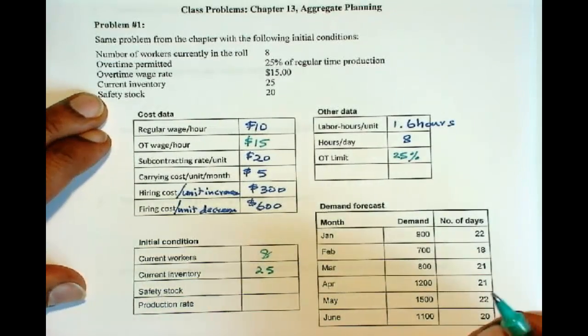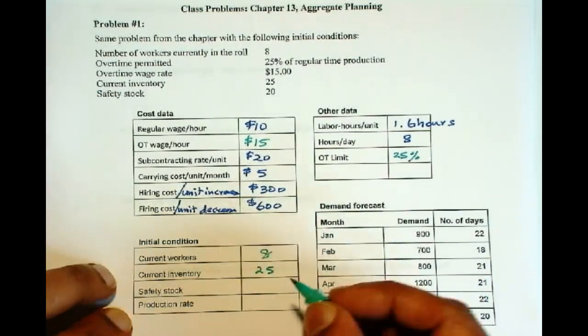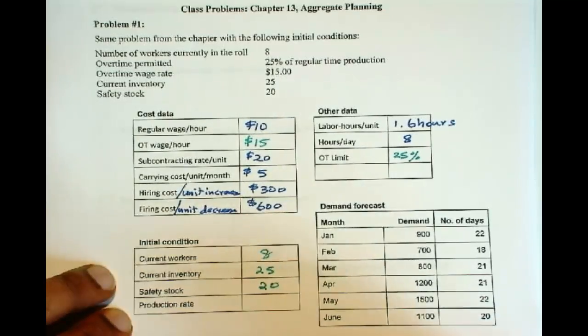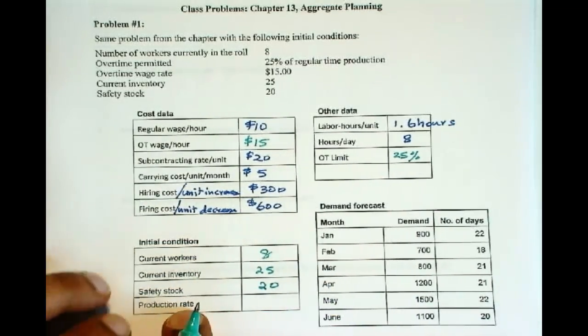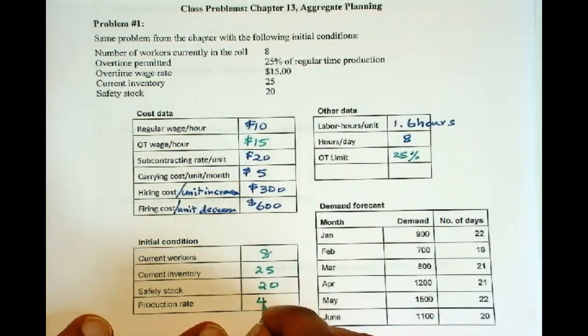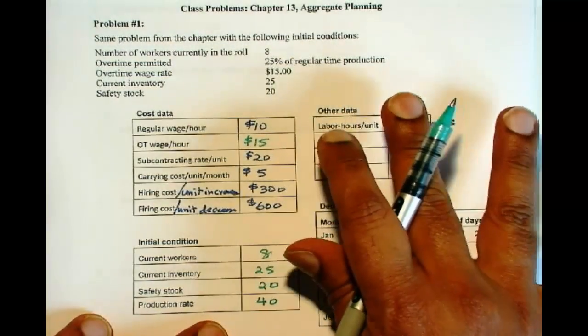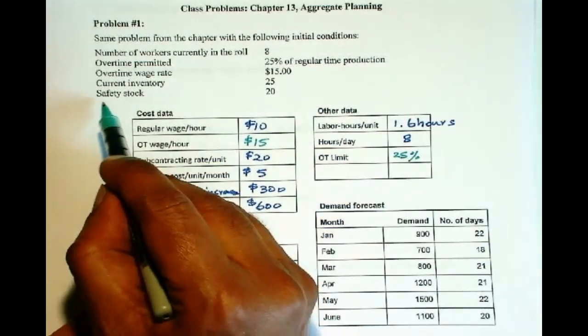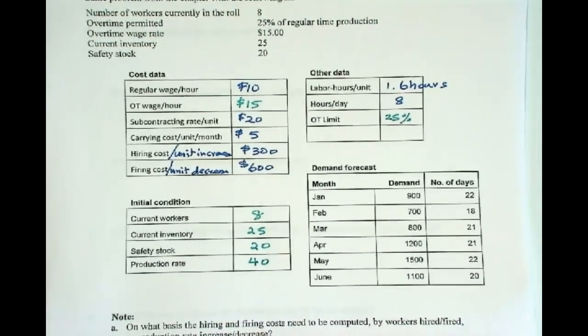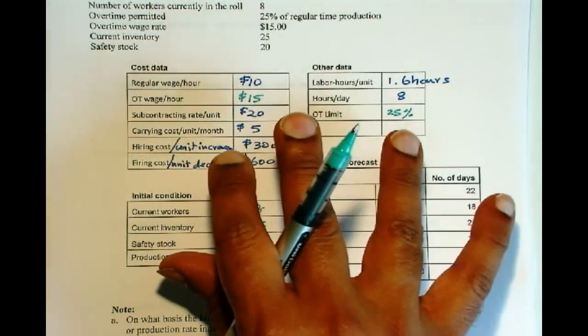Safety stock. Okay, safety stock here is the amount of inventory that you have to maintain. You cannot go below that level in any of the months, and that we are assuming as 20. Now production rate, okay, I should have included that here, so I'm assuming a production rate of 40. So by the time I make this page available to students, I will include that over there. So now same problem as in the textbook, but with some modifications.